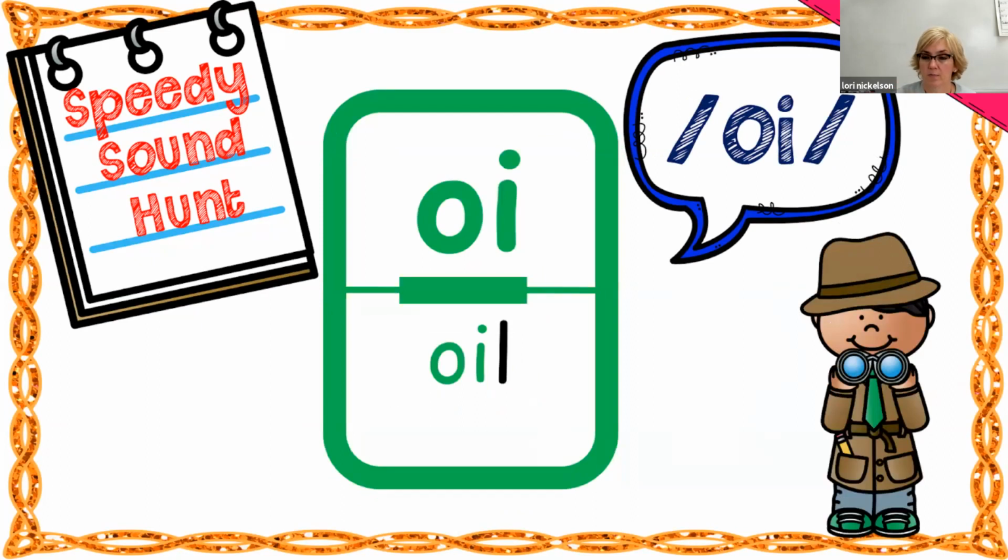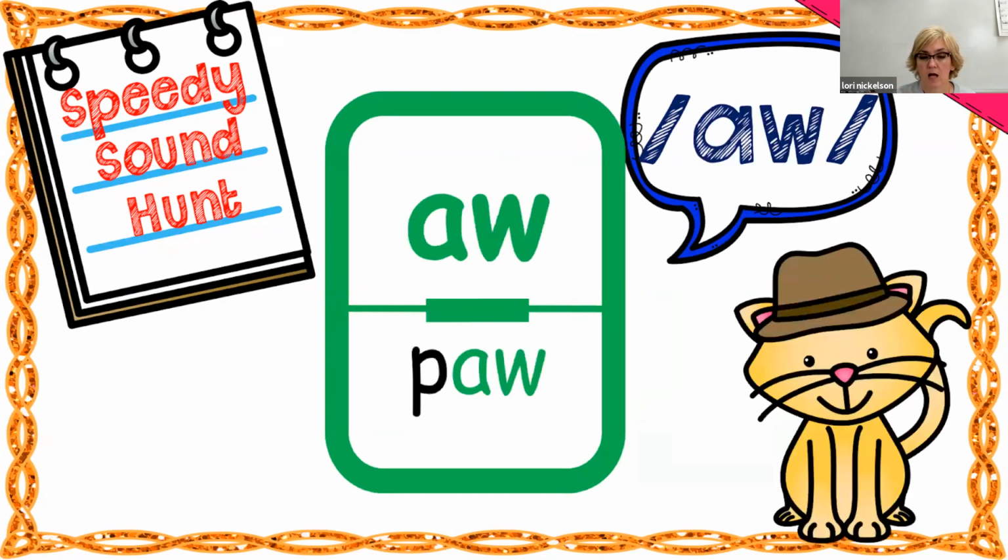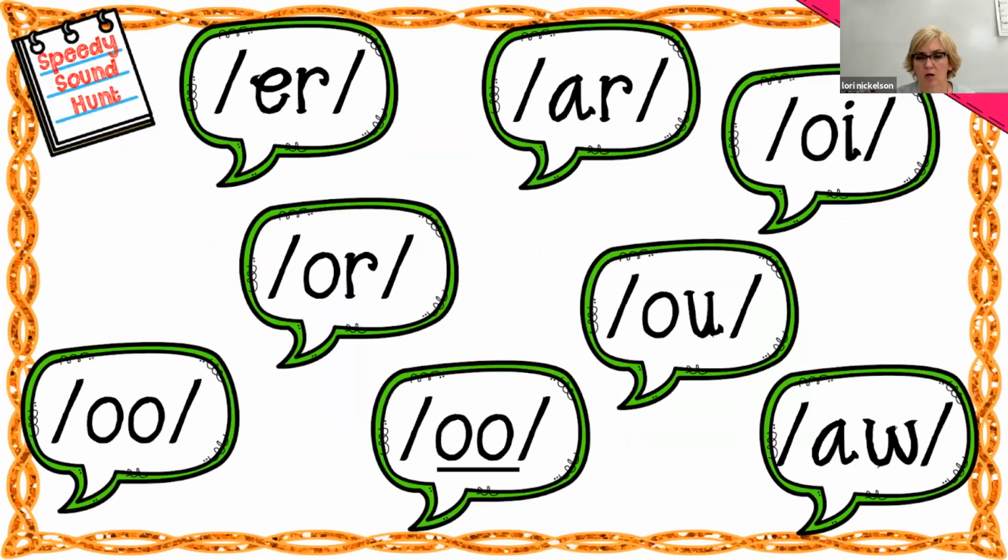Oi. Repeat that sound. Oi, like oil. That power bar's about halfway. You might see these a lot more than others. Ah, as in paw. Repeat that sound. That power bar is small. So we have r, oi, or, ow, ah.